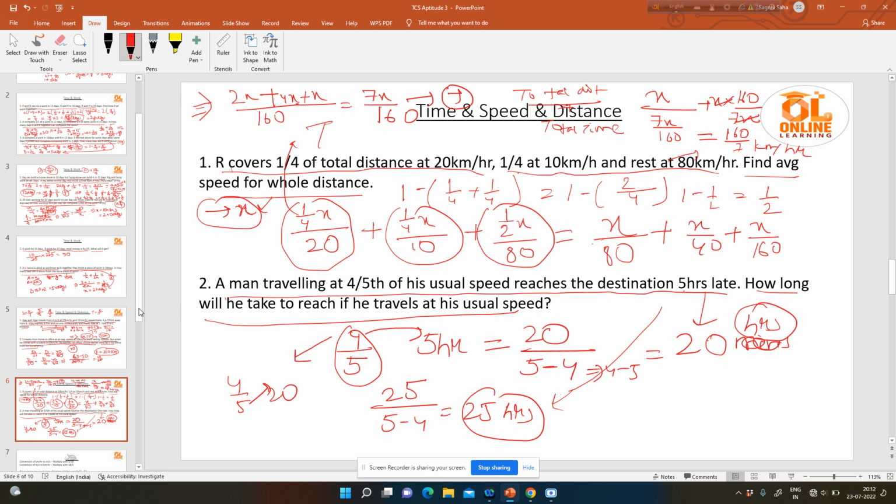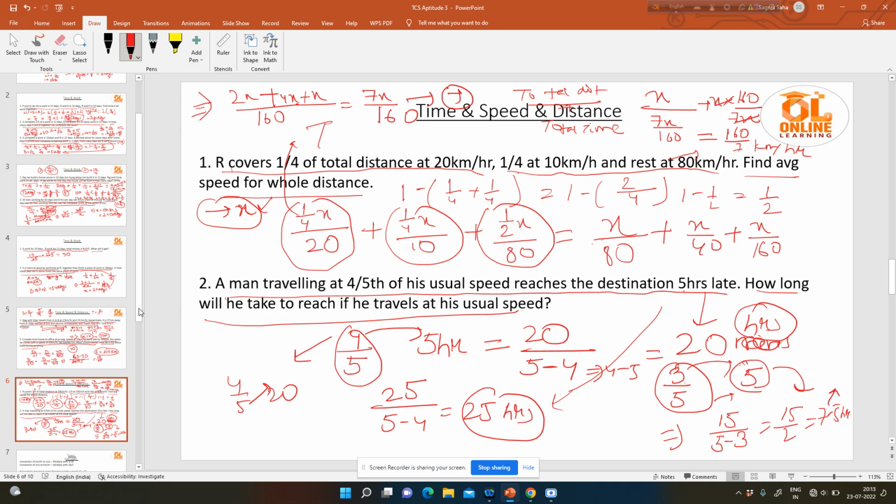Suppose they have mentioned: a man traveling at 3 by 5 of his usual speed reaches the destination 5 hours late. So what will be his usual time, how long will it take to reach if he travels at his usual speed? How will we do this? We will multiply 3 into 5 in the numerator, that would be 15, and in the denominator we will subtract, that is 5 minus 3. So 15 by 2, it would be 7.5 hours. At his usual speed he will reach in 7.5 hours.